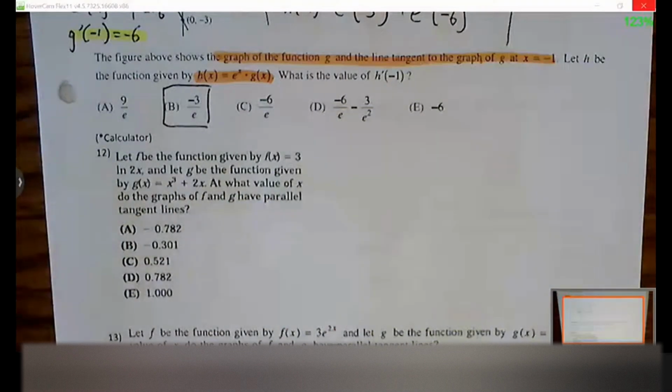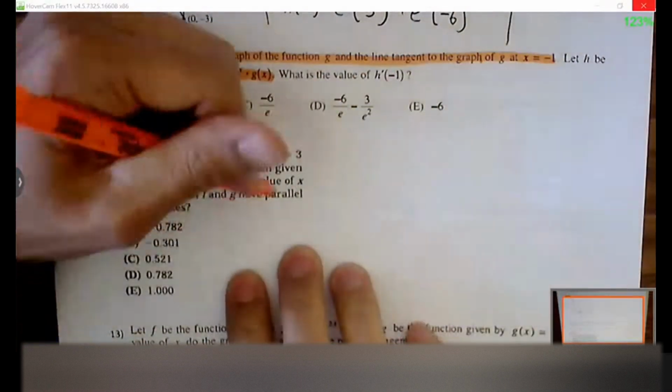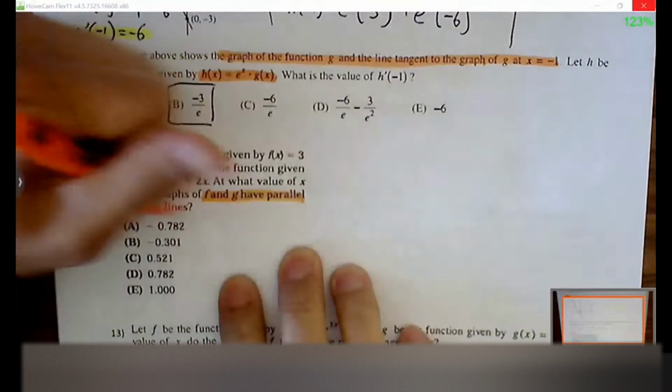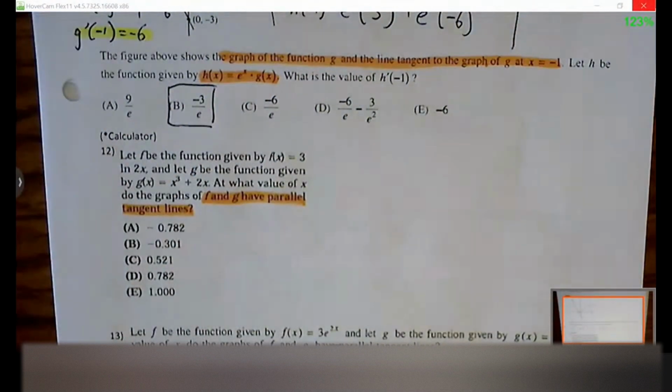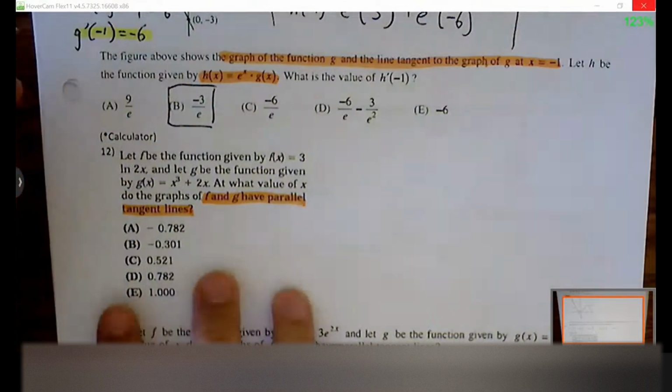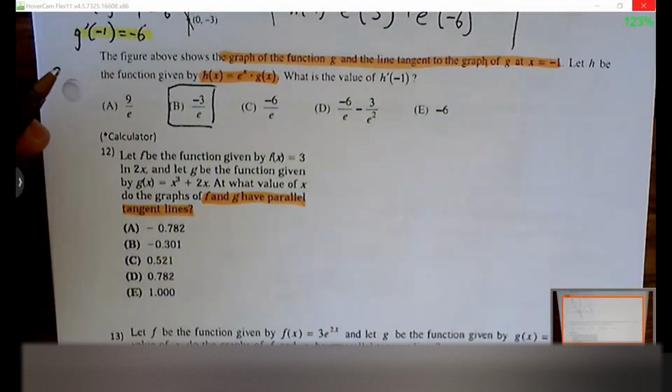So let me highlight that here. F and G have parallel tangent lines. So if two graphs have parallel tangent lines, that means they must have the same slope. If they have the same slope, then we know that they must share the same derivative at that point.